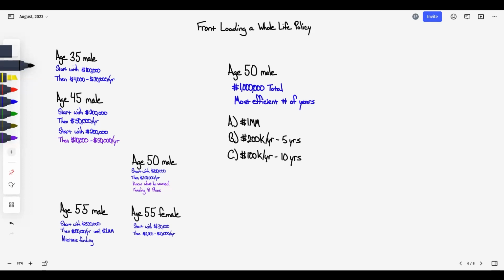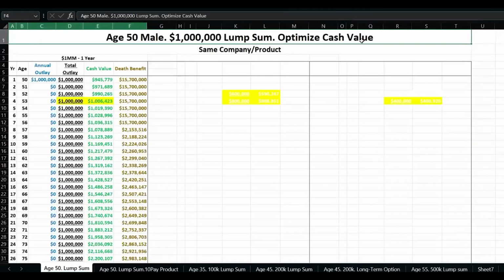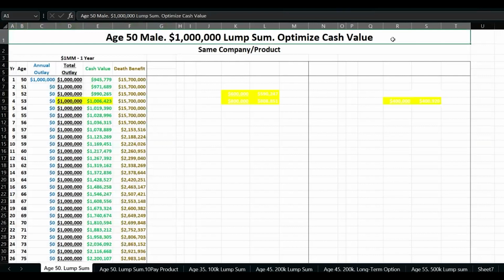So we're going to look at these 3 scenarios, again, all with the exact same company and exact same product. So option A was what? $1 million, one-time payment. So what we've got here is the $1 million added to the policy. So pretend this is you. You're 50 years old. You say, I'm going to send this $1 million in, and my first year cash value is just about 95%. That's a very rich upfront cash value, by the way. He has a massive death benefit of $15.7 million.